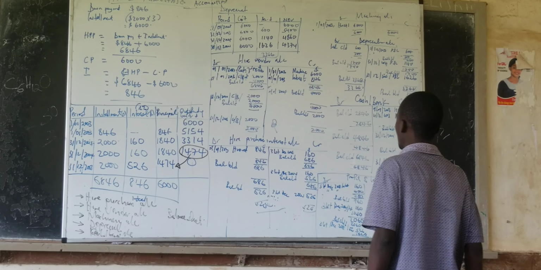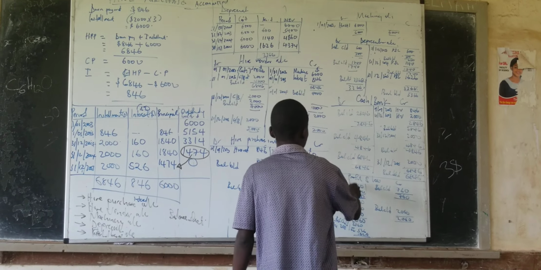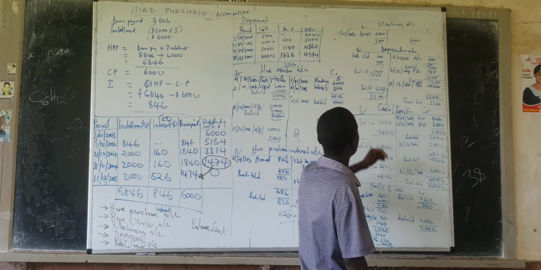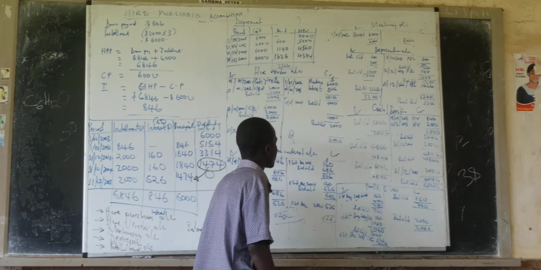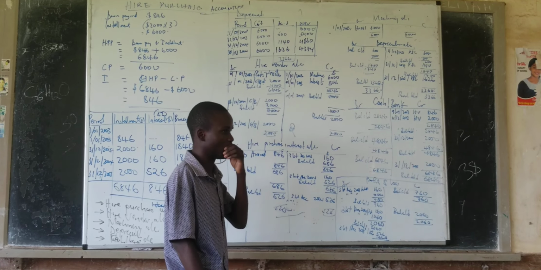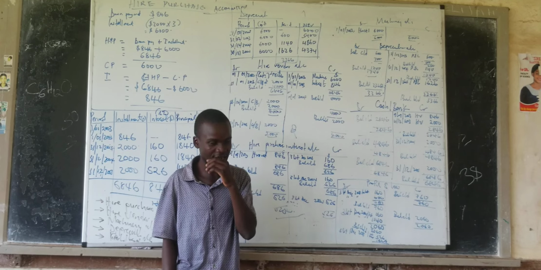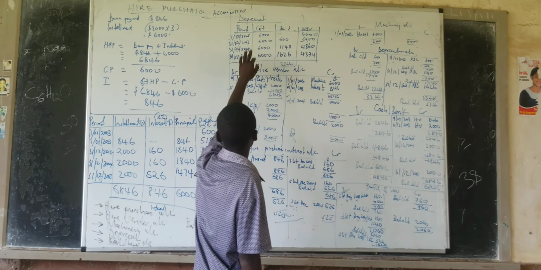Now another account we've not looked at is depreciation. The profit and loss, we've talked about it, we've talked about the cash and the bank. We've also talked about the depreciation account. So now the last account we're going to talk about is the depreciation account. This is the depreciation what? Account.